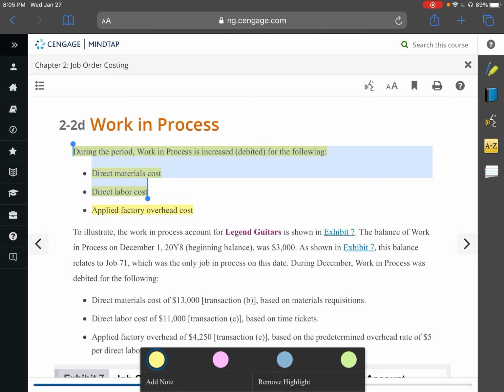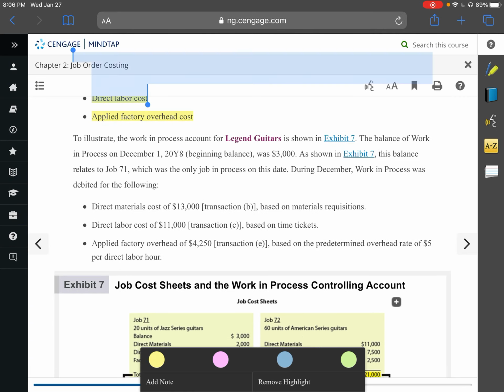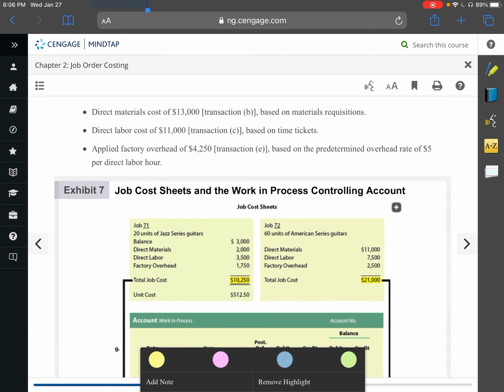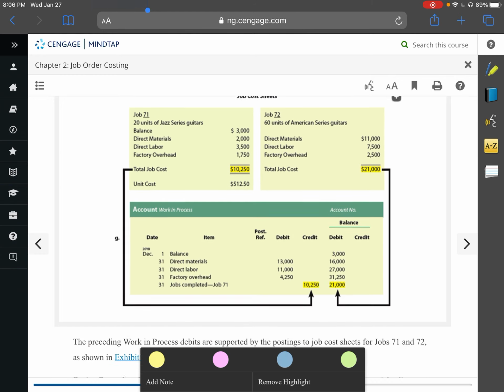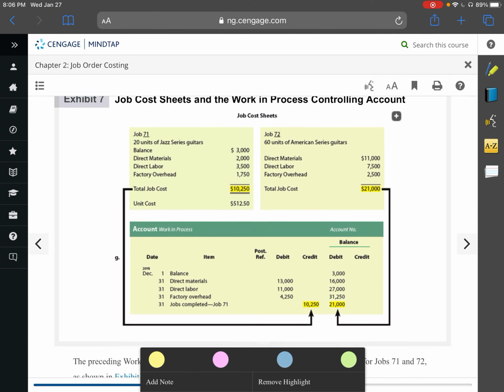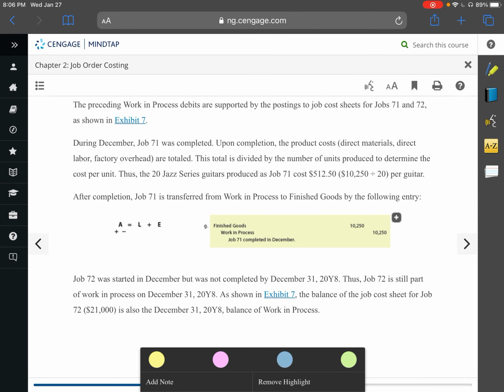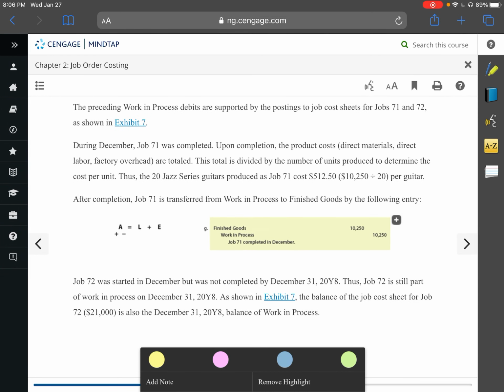Okay, so then it gives us an illustration and it says during December, work in process was debited for the following: direct materials cost of $13,000, direct labor cost of $11,000, applied factory overhead of $4,250. And it's just showing us how we add those to the job cost sheets. Then it says we move goods from direct materials to work in process. And then once a job is finished, it would be moved out of work in process and into finished goods.